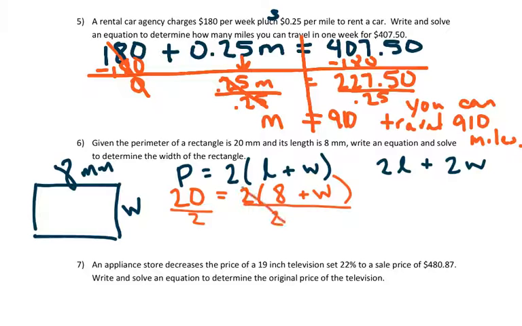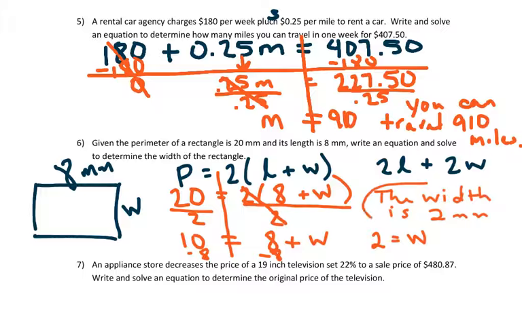2 divided by 2 is 1. So right now I have 10 is equal to 8 plus W, and then we would subtract 8 from each side, which means that the width is 2. So you want to write your answer in a sentence form. The width of the rectangle is 2 millimeters.